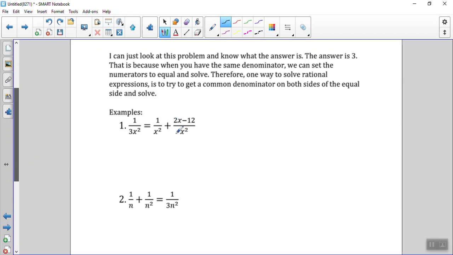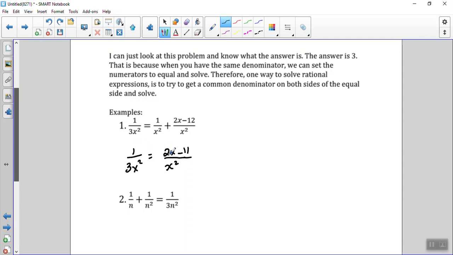So for this one, I have to first simplify the right side. So we have here 1 over 3x squared equals, and then I have a common denominator, so I can just bring that over, x squared, and then combine my like terms. So you have 2x, and then 1 minus 12 is negative 11.